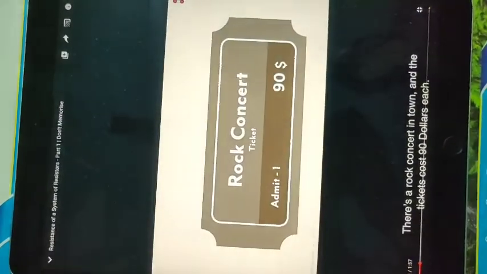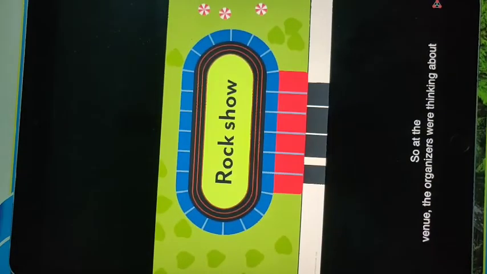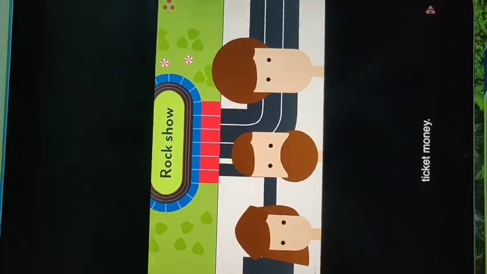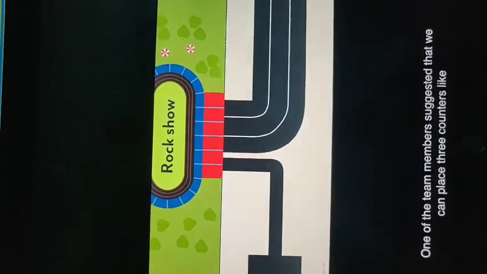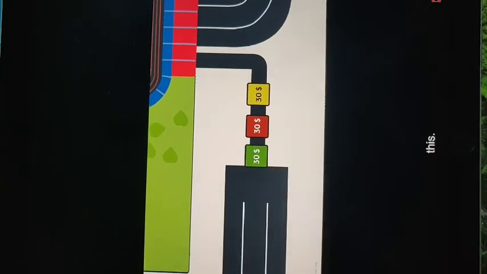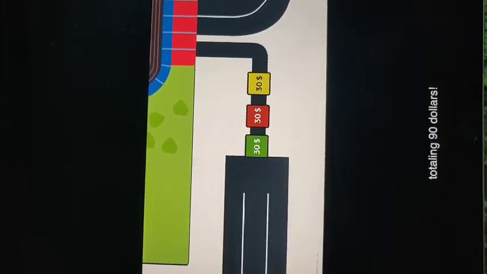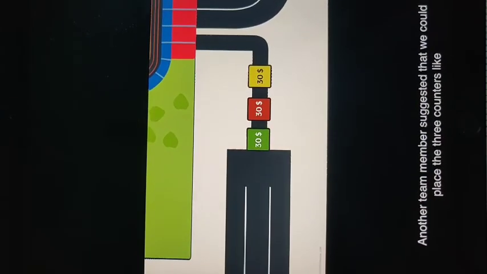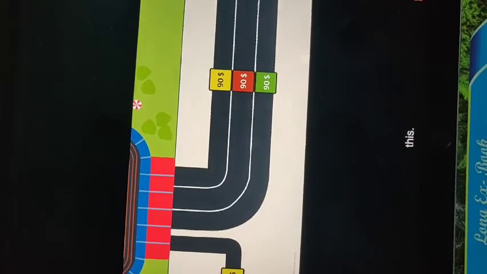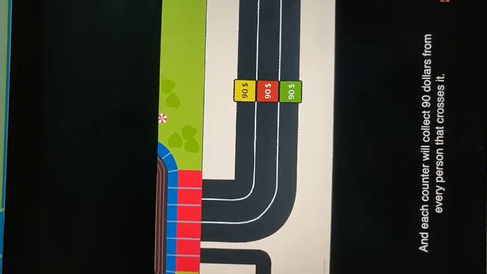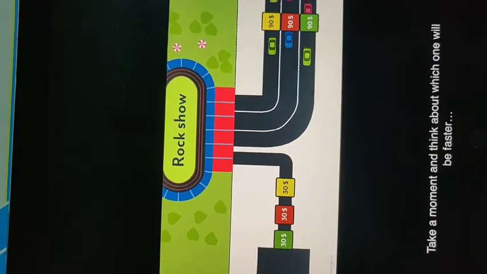Set it down and the tickets cost $90 each. So at the venue, the organizers were thinking about how they could collect the money from the people. There were a total of 3 people allocated for collecting the ticket money. One of the team members suggested that we can place 3 counters like this, and every person that wants to enter will pay $30 at each counter, totaling $90. Another team member suggested that we could place the 3 counters like this, and each counter will collect $90 from every person that crosses it. Take a moment and think about which one will be faster.